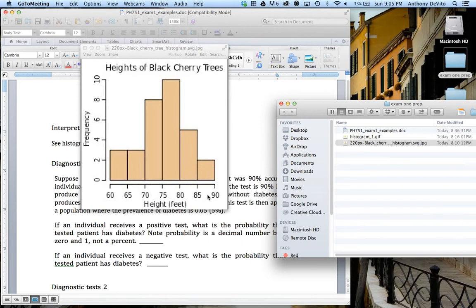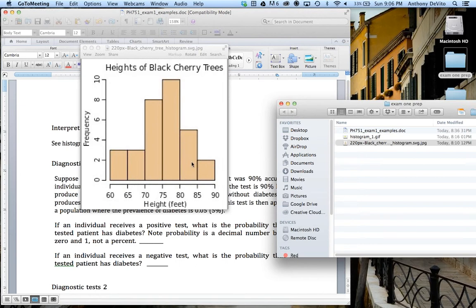Well, to determine that probability, we take the number of cherry trees that satisfy our criteria, which is going to be 5 for this bar and 2 for this bar, 7 over the total number of cherry trees. Total number of cherry trees is going to be 3, 6, 14, 24, 29, and 2 is 31. So it would be 7 over, did I say 31?